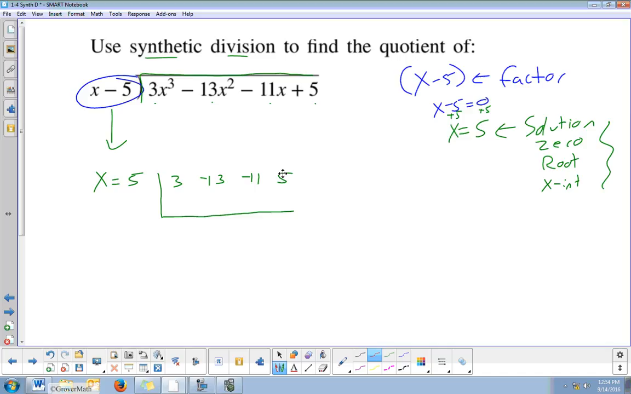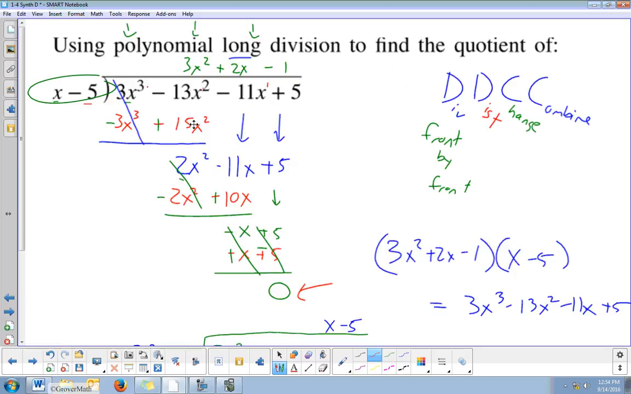So the way synthetic division works, you put the root out here in root form, not factor form, and then you put the coefficients there. Bring the first number down to here. Multiply by the root. So 3 times 5, and that goes here. You combine like terms in the columns, just like we did when we were working in here.